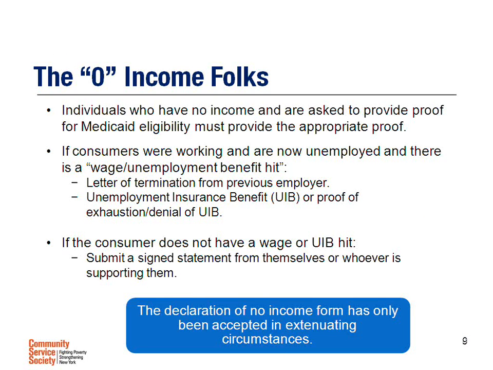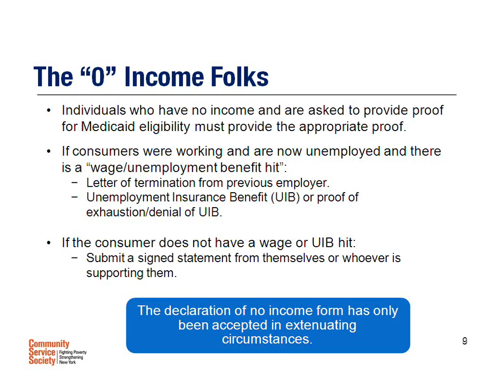The zero income individuals. Individuals who have no income and are asked to provide proof for Medicaid eligibility must provide the appropriate proof. If consumers were working and are now unemployed, and there is what is known as a wage unemployment benefit hit, they have to provide a letter of termination from the previous employer, and a letter of unemployment or proof that they were denied for unemployment or have exhausted their unemployment.